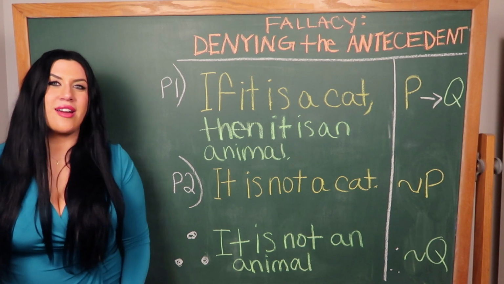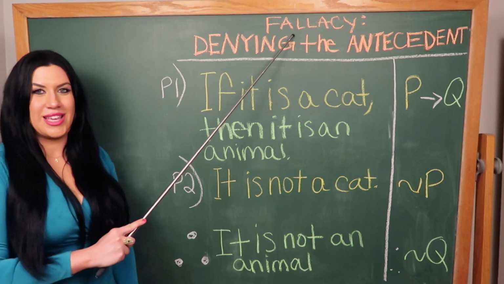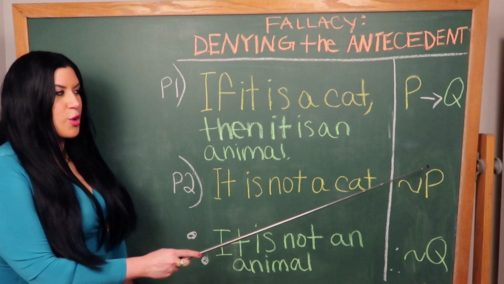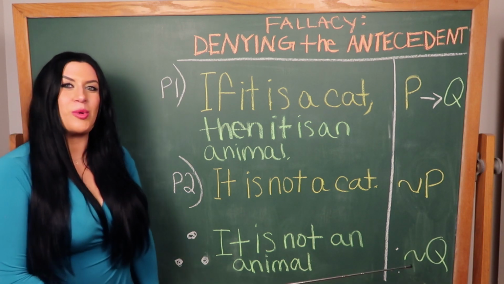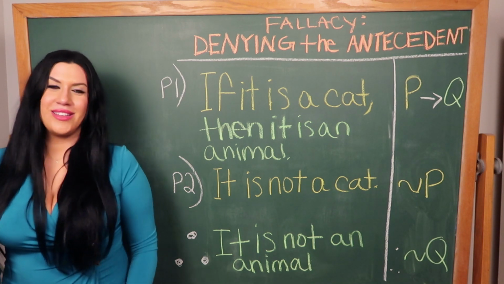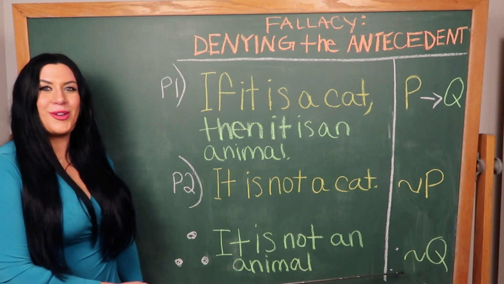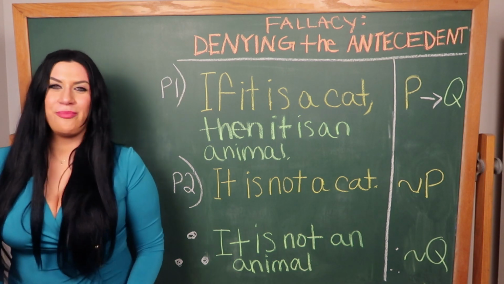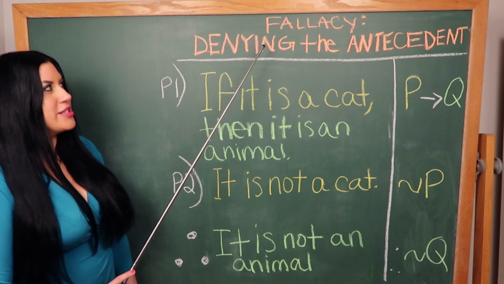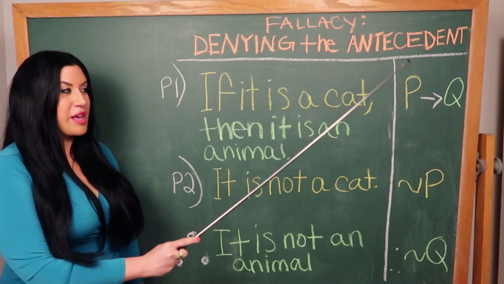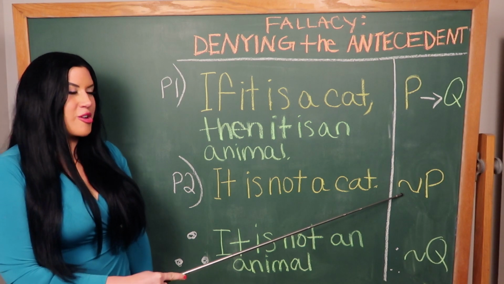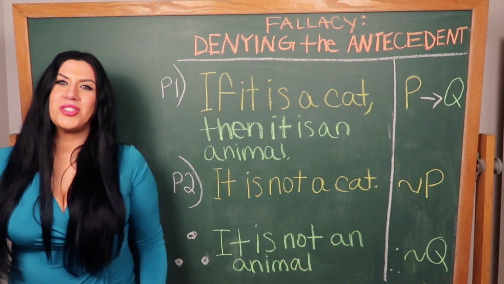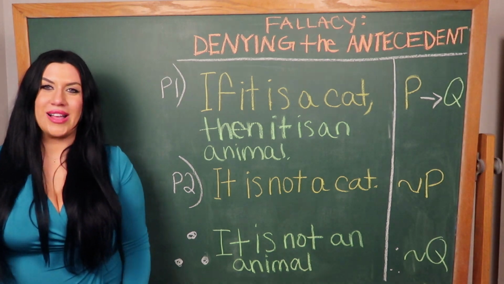So what you see here is something called a fallacy. A fallacy is an error in reasoning. This formula here looks very similar to Modus Tollens, but it is not. This is invalid reasoning. Any argument that fits this form is invalid. This fallacy is called denying the antecedent, because in premise 2, they're denying the antecedent rather than denying the consequent. So in Modus Tollens, we deny the consequent only.